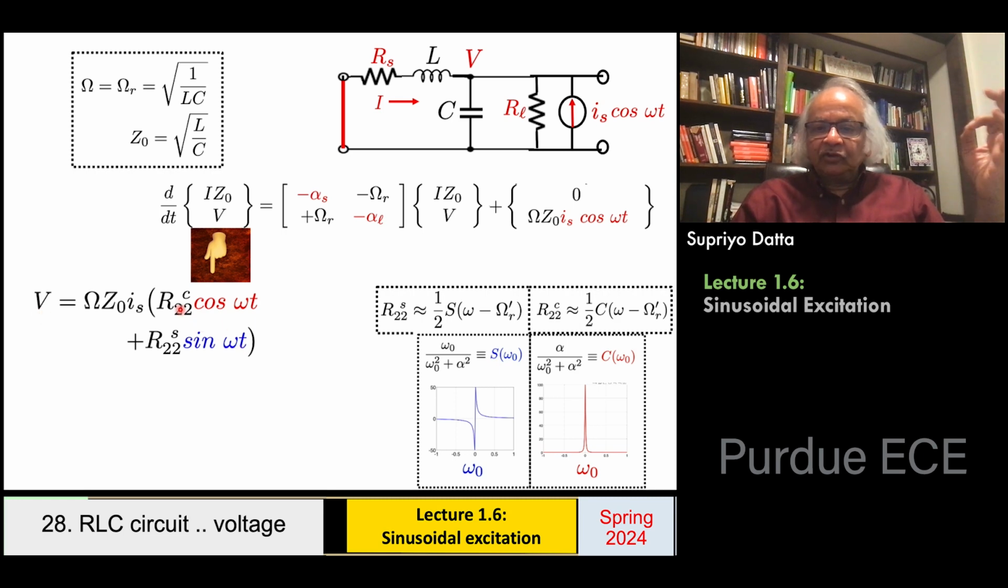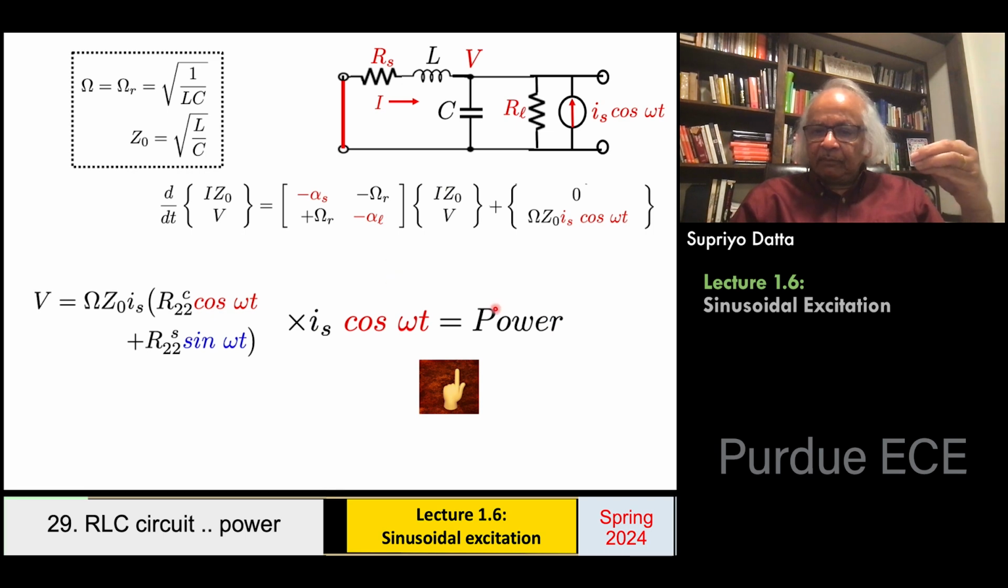And remember, for R22 cosine and R22 sine, we have these functions. One of them looks like this sharp function here, like a delta function, and the other has these two peaks, something like this. Now, one question you might want to know is, how much power is this circuit drawing from the source? And the way you find power is you multiply voltage with current. So that will give you the power.